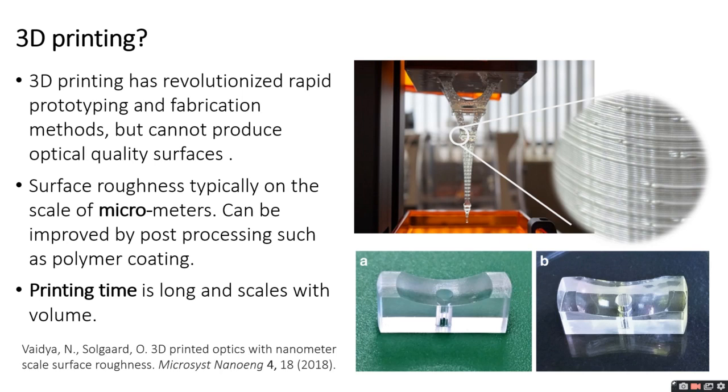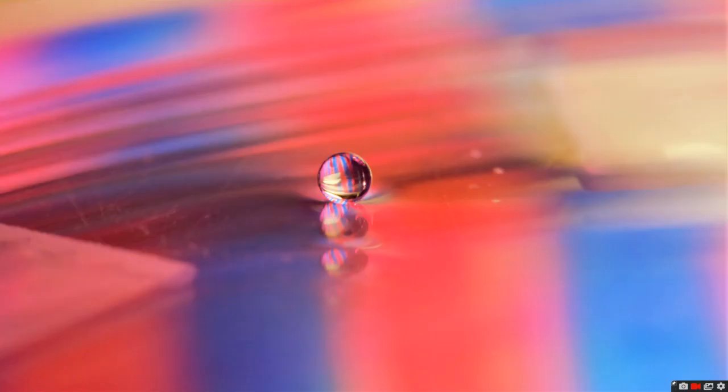Now, whenever someone mentions rapid prototyping, the first technology that comes to mind is 3D printing. The problem is that the surface quality of 3D printed components is typically on the order of microns, much below that which is needed for optical applications. It is possible to improve the surface quality of printed components by various post-processes, but that again increases the complexity and the cost of fabrication. Another drawback of 3D printing technologies is that printing time is proportional to the volume. Therefore, printing large components or a large number of small components can take an unreasonable amount of time.